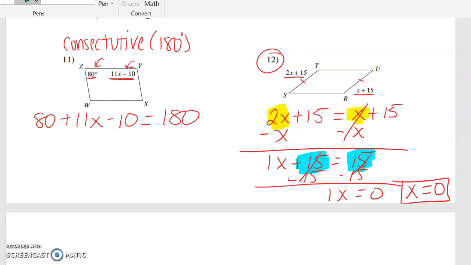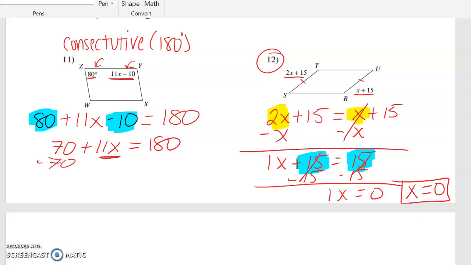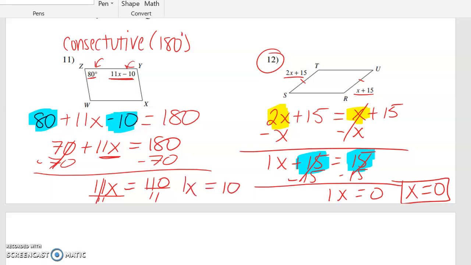When I do that, okay, I want to combine my like terms. So first thing I want to do before I start bringing things to opposite sides of the equal sign is to combine like terms where I can. So right now I have 80 minus 10, which gives me 70, plus 11x is equal to 180. Now I want to start bringing things across the equal sign. All right, so it looks like all of my x's are together, but I want to combine my values. So I'm going to subtract 70 from both sides, and I'm left with 11x is equal to 110. Final step is always to divide. So x is equal to 10.